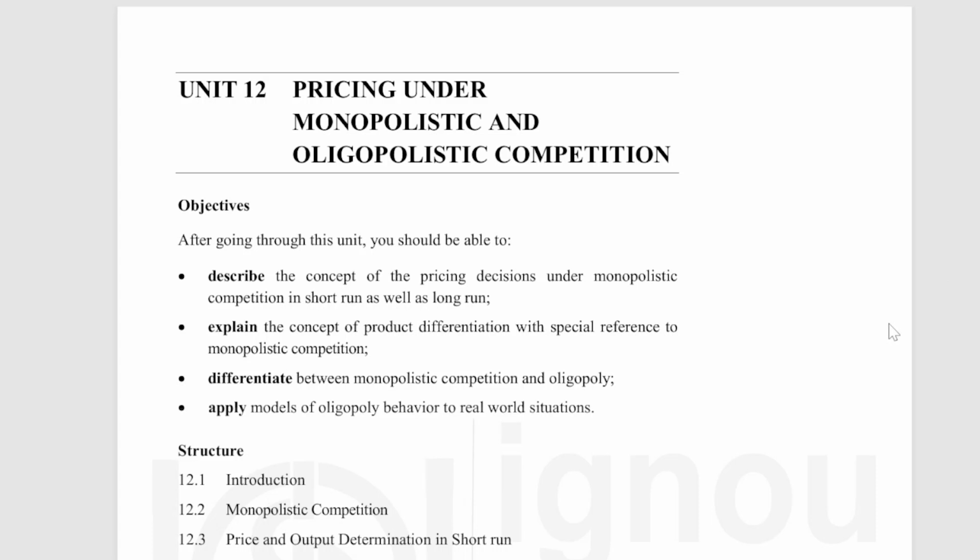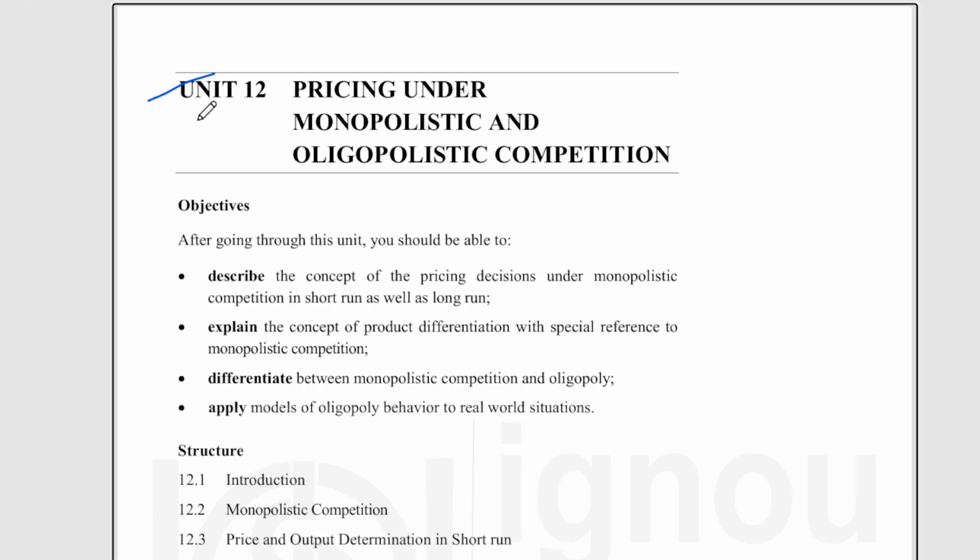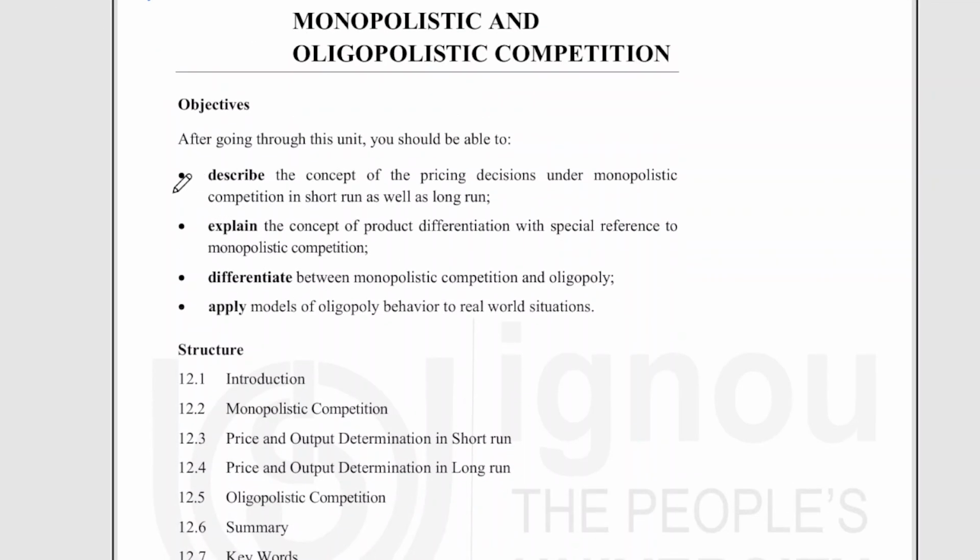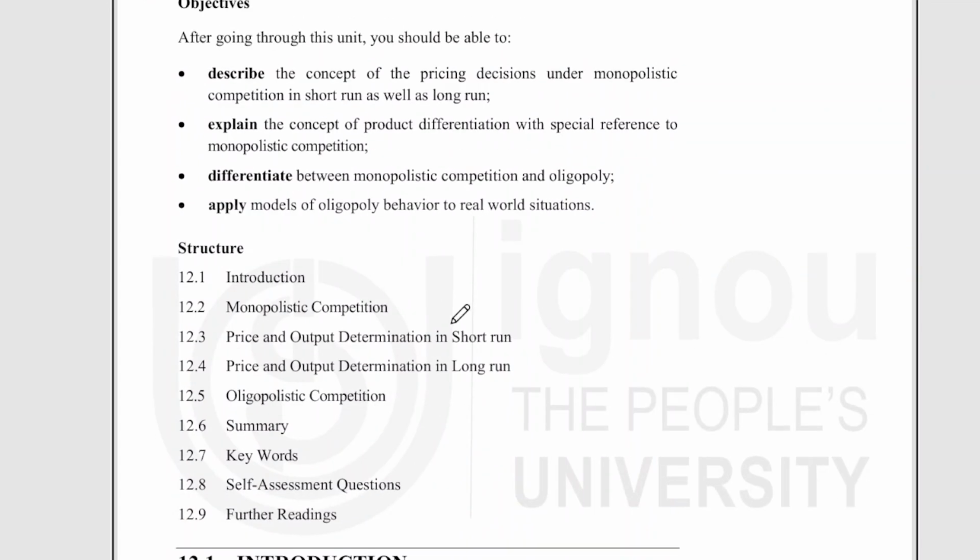In today's session, we will start with Unit 12, that is pricing under monopolistic and oligopolistic competition, MMPC 010. Objectives are: describe the concept of the pricing decision under monopolistic competition in the short run as well as the long run. Explain the concept of product differentiation with special reference to monopolistic competition. Differentiate between monopolistic competition and oligopoly, and apply models of oligopoly behavior to real world situations.